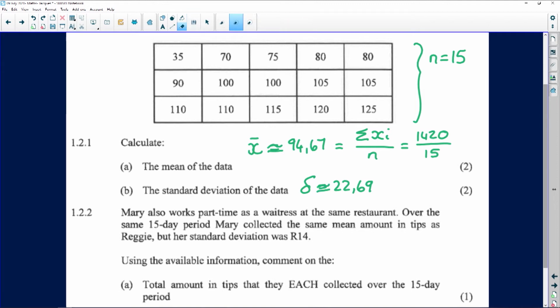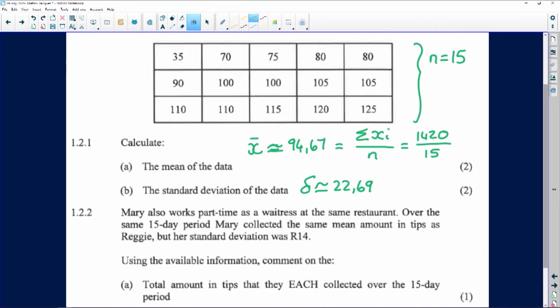Let me just make that sign proper so you guys can see what it is. It's a little squiggle and an equal sign. It shows that I've rounded this correct to 2 decimals. Obviously, if they say at the beginning of your paper, round all answers to 1 decimal, then these answers will be different. They will be 94.7 and 22.7. So always read the instructions first. You don't want to lose the 1 mark of the 2 because you did not read an instruction at the beginning. Okay, so that takes care of the first part.